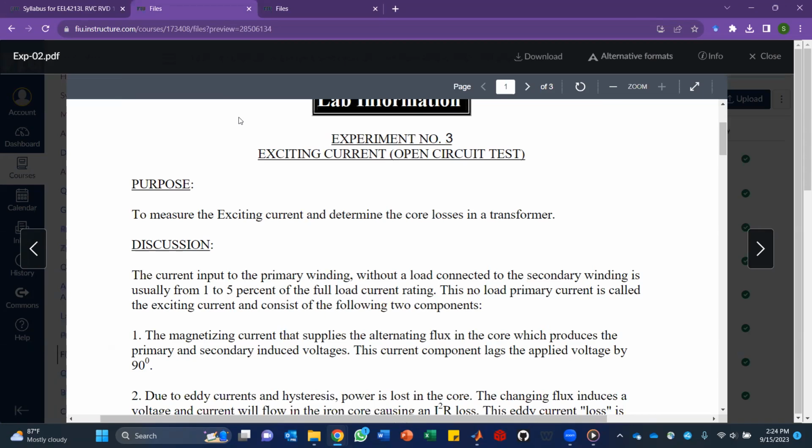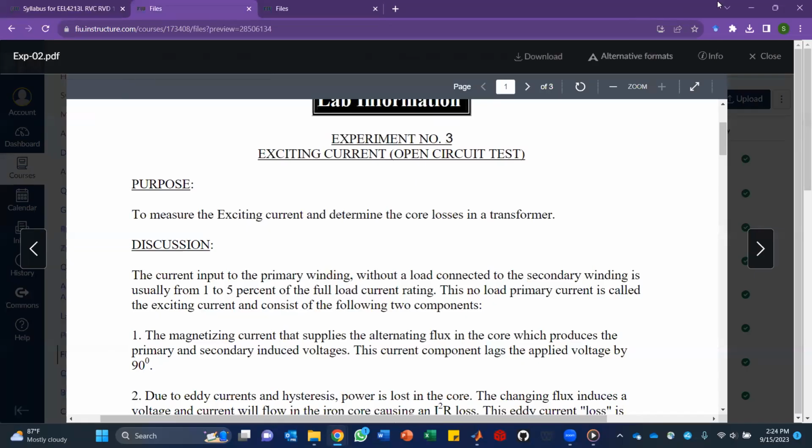There are two types of losses in a transformer. One is, there are many losses, by the way. The major losses are core losses and copper losses. We are going to learn how to measure core losses. To do that, let me open another one.